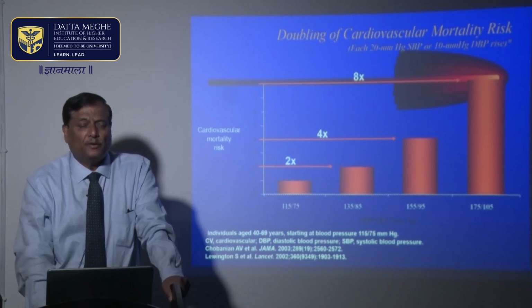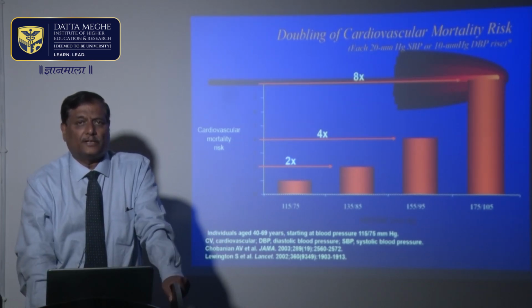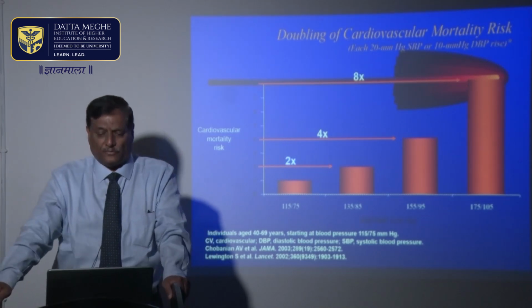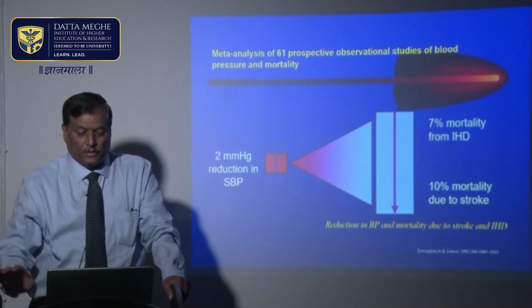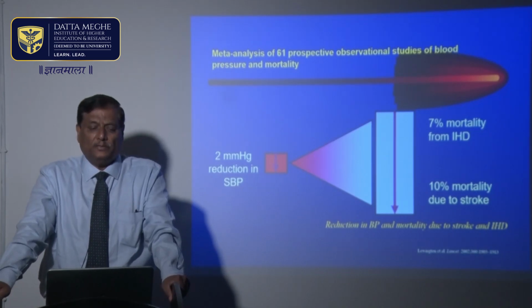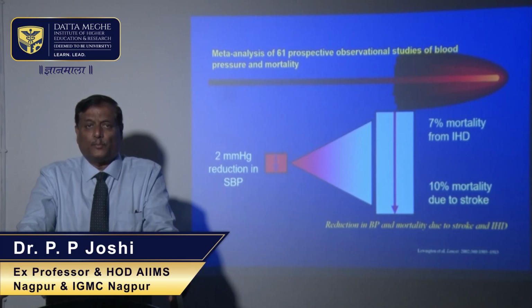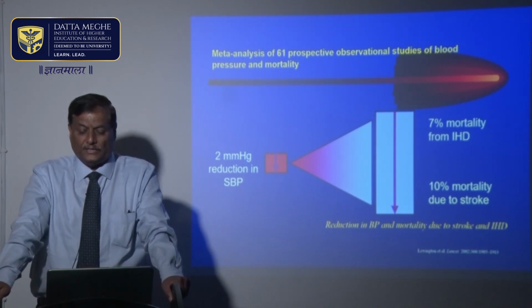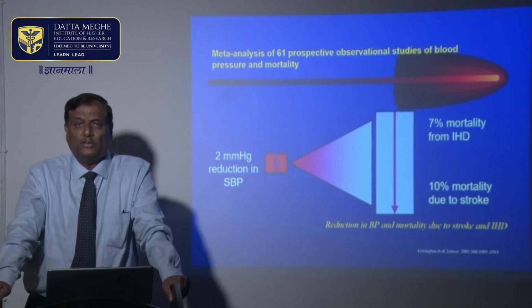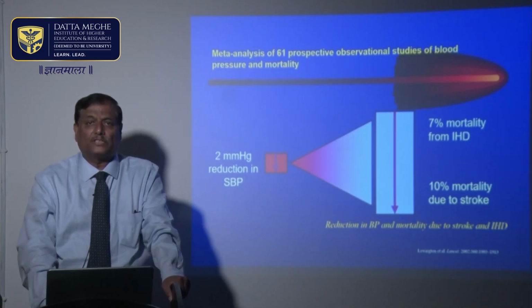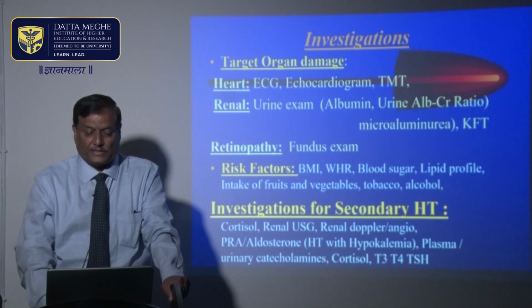So the relationship between cardiovascular morbidity and mortality with the blood pressure is linear, continuous, and extends well below the cutoff level of 140 by 90 or 130 by 80. Meta-analysis has shown that just an average mean 2 millimeter decrease in systolic blood pressure in the community would lead to a dramatic decrease of 7% mortality due to ischemic heart disease and 10% decrease in mortality due to stroke. And therefore, one cannot overemphasize the importance of blood pressure control in reducing the risk for development of cardiovascular disease.